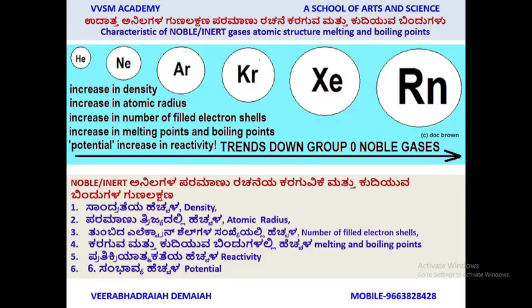Well, friends, the characteristics of noble or inert gases from helium to radon: increase in density, increase in atomic radius, increase in number of filled electron shells, increase in melting points and boiling points, potential increase in reactivity, trend down group 0.